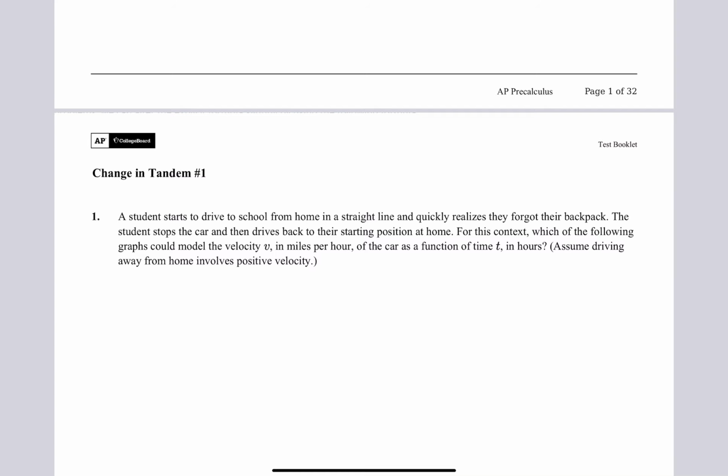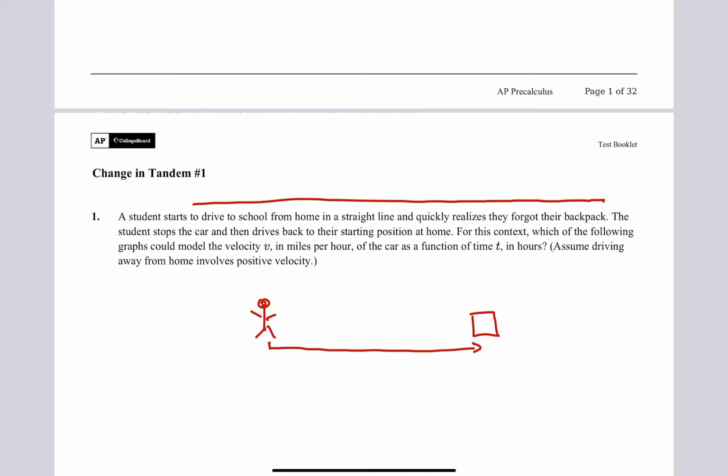Starting with question number 1, a student starts to drive to school from home in a straight line and quickly realizes that they forgot their backpack. That's a sad student. Anyways, they're driving to school, and they're driving, right? And halfway there, they realize that they forgot their backpack. Now they're on their way back home, right? Student stops the car and then drives back to their starting position at home.